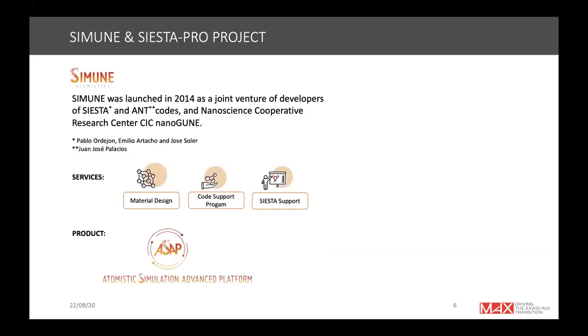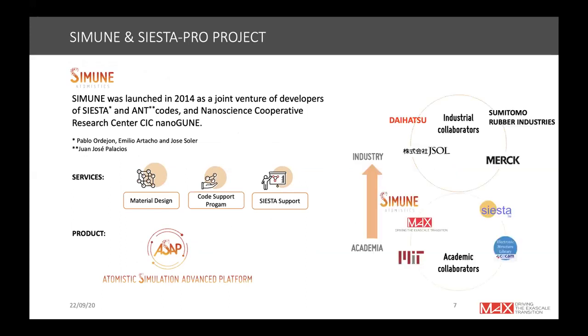Here in Simune, we share mass interest in supporting the material science community and the development of open source codes. Simune was launched in 2013 as a joint venture of developers of Siesta and Codes and thick Nanogune. I will tell you later about our services and products. But now I just want to present Simune as the bridge between academia and industry, because we have collaborators in both environments.